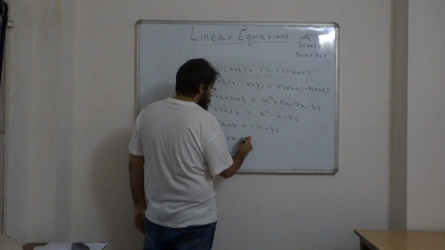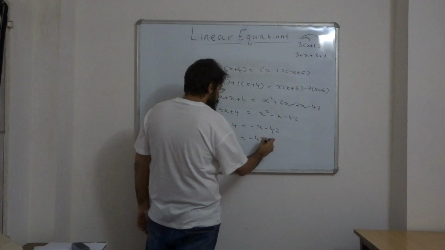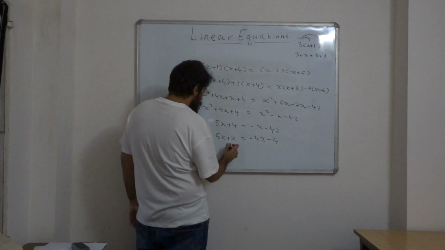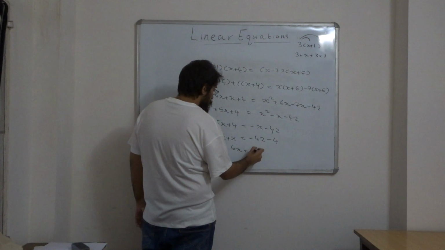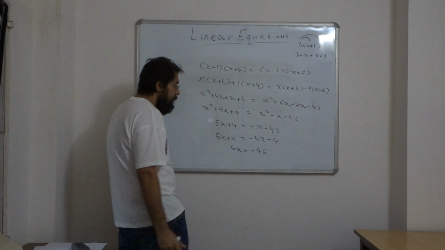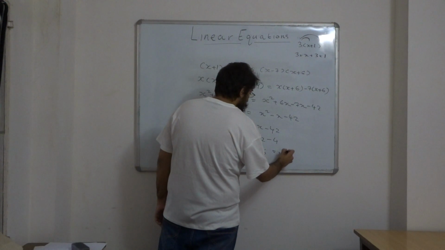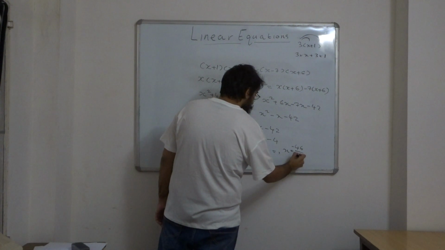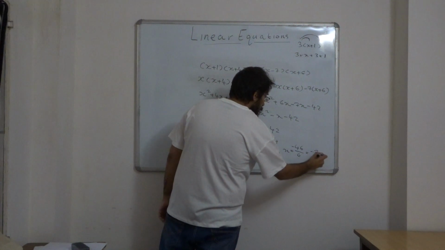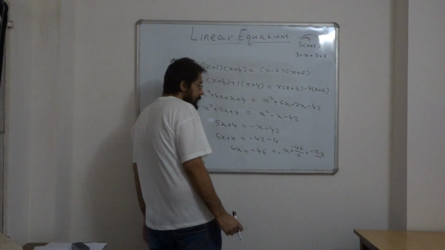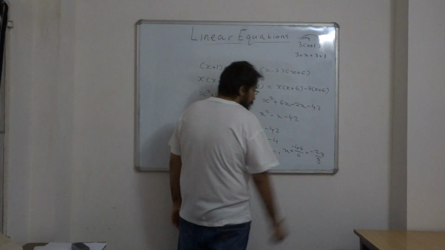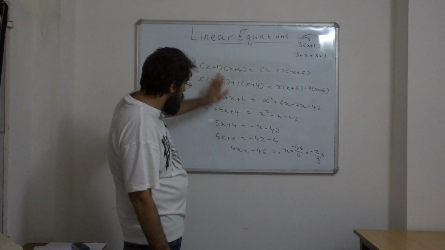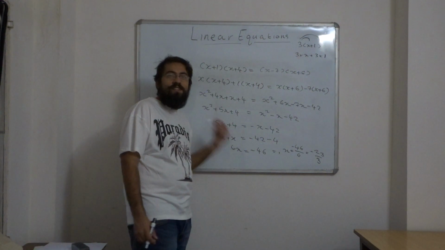x plus x, negative 42, okay, minus 4, so you have 6x equals negative 46, okay, so then x equals negative 46 upon 6 equals negative 23 upon 3. Okay? So now you can verify and see if I made a mistake. I have not made a mistake here now. I verified it. So this is the answer to this question.